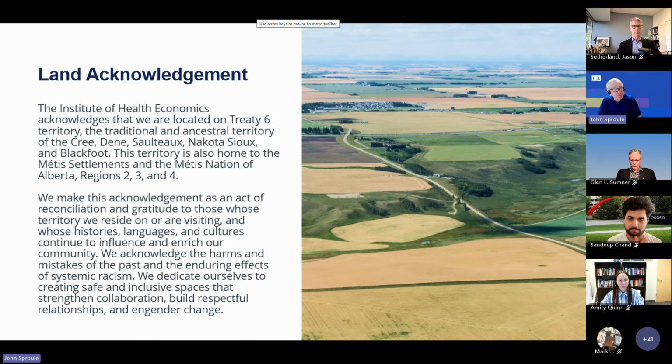We acknowledge the harms and mistakes of the past and the enduring effects of systemic racism, and we dedicate ourselves to creating safe and inclusive spaces that strengthen collaboration, build respectful relationships, and engender change. And we hope that this space that we're all in together now is one that is going to be respectful, strengthen collaboration, and engender some change.